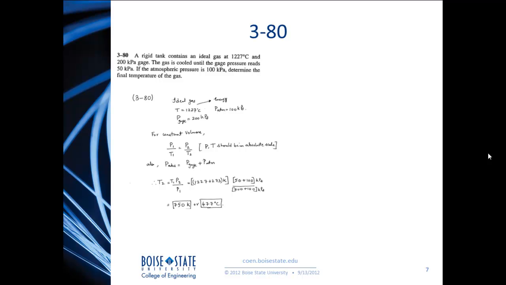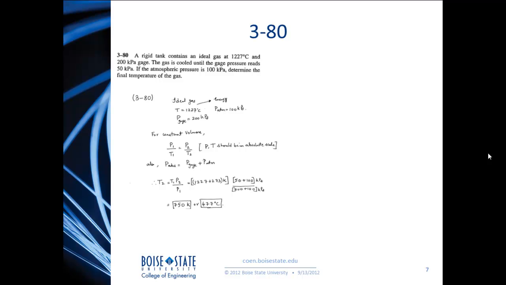Now in this problem, we're looking at a rigid container which contains an ideal gas at 1227 degrees C and 200 kilopascals gauge. The gas is cooled until the gas pressure reaches 50 kilopascals, and we are given that the atmospheric pressure is 100 kilopascals, and we are asked to determine the final temperature of the gas.